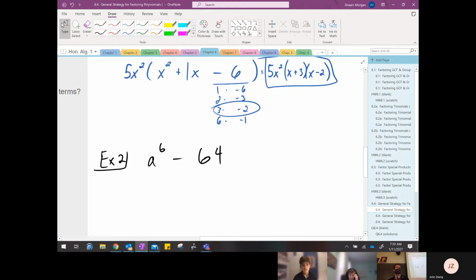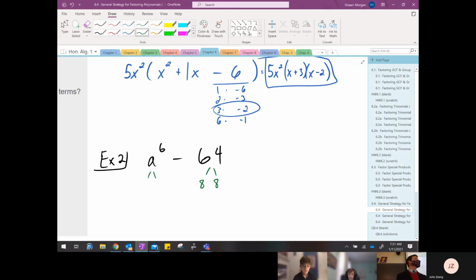8 times 8. a to the 6th is also a perfect square. Reed, what would you write as far as its two identical factors? What times itself equals a to the 6th? All right, that's okay. I'll give you a hint. It's not a times a, because that would give me a squared. It's not a squared times a squared, so that would give me a to the 4th. It's not a to the 5th times a to the 5th, because that would give me a to the 10th. It's not a to the 4th times a to the 4th, that would give me a to the 8th.